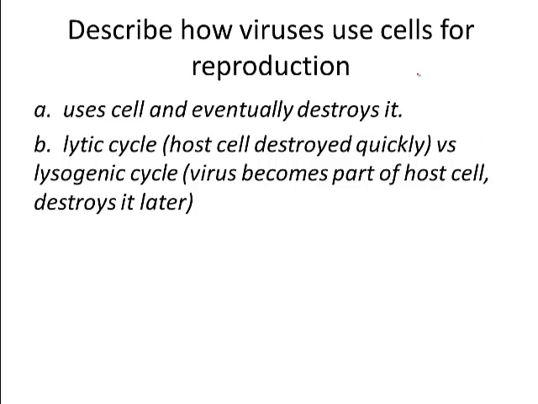Okay. Another thing that we looked at is how viruses use cells for reproduction. So all viruses use cells to reproduce, and they will eventually destroy the cell. If a virus does the lytic cycle, they will destroy the cell quickly, whereas if they use the lysogenic cycle, they actually become part of the host cell and then destroy it later on in the cell's life.